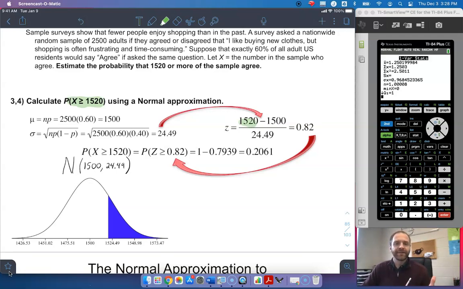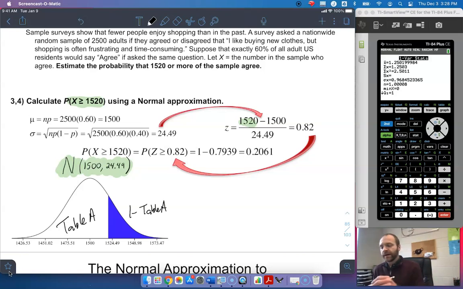So my expected value is my mean at 1,500. I can find my z-score. Because I can do this, I can use Table A now, because I'm saying it's approximately normal. That's where you can look at the work and see what I did. Remember, Table A gives you area to the left, and you need to do 1 minus Table A to get area to the right.